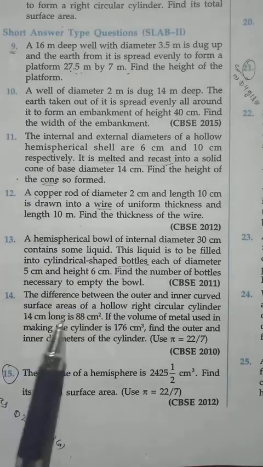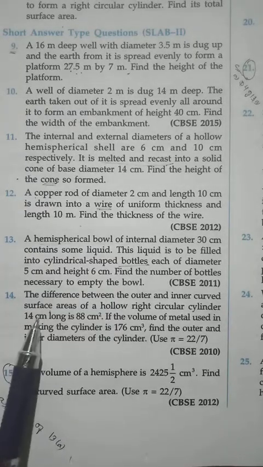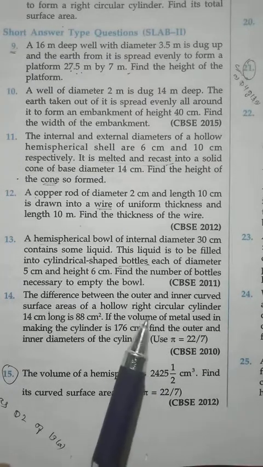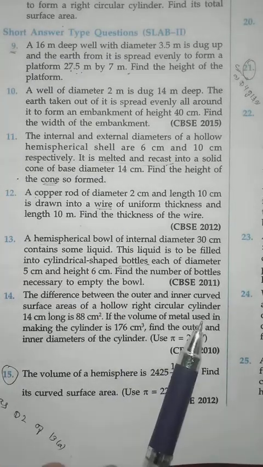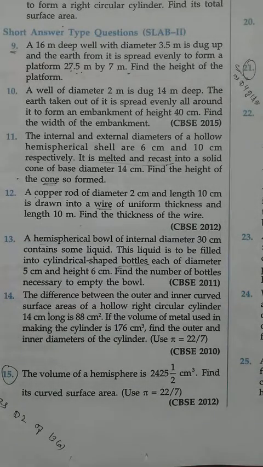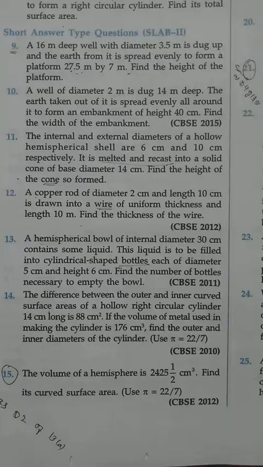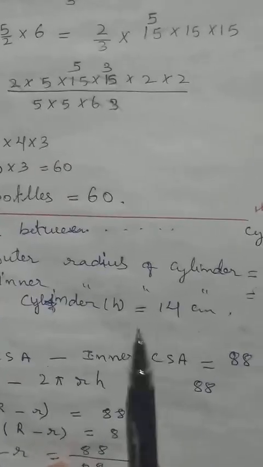Then when they say 14 long, long here means the length of the cylinder. Then we have another condition: the volume of the metal which makes the cylinder is equal to 176 cm cube. So we have to find capital R and small r. The height of the cylinder we know is 14 cm, we call it h.